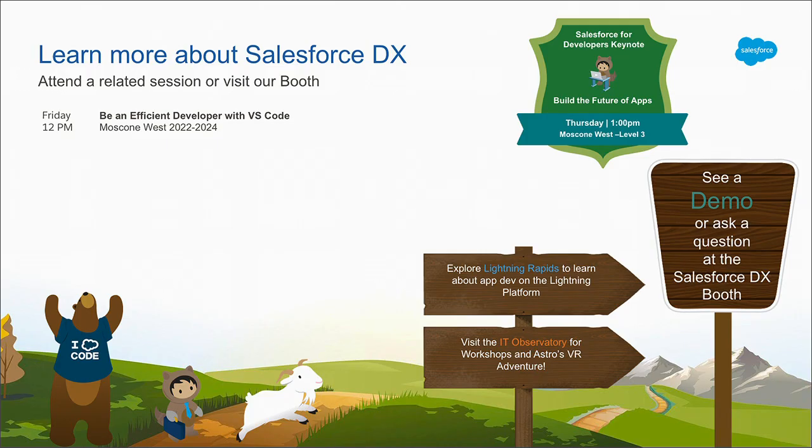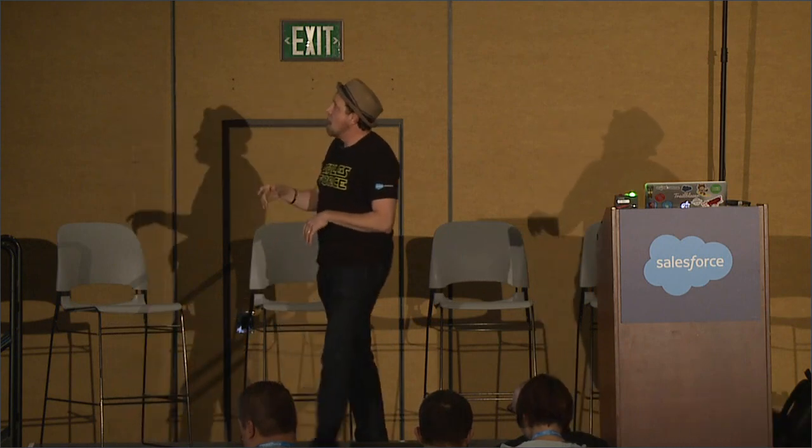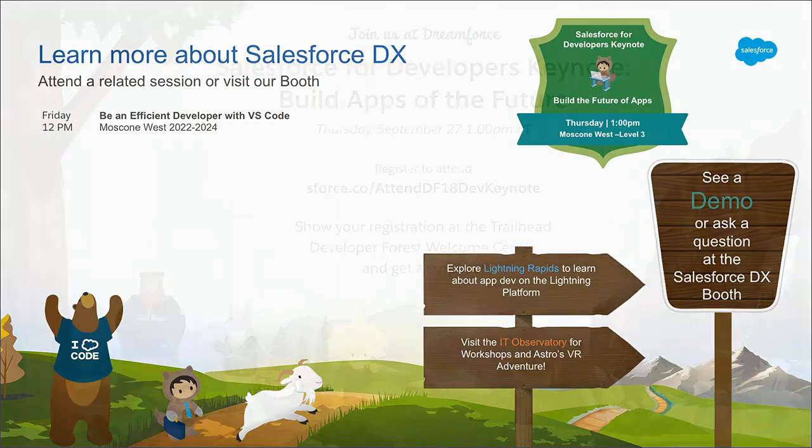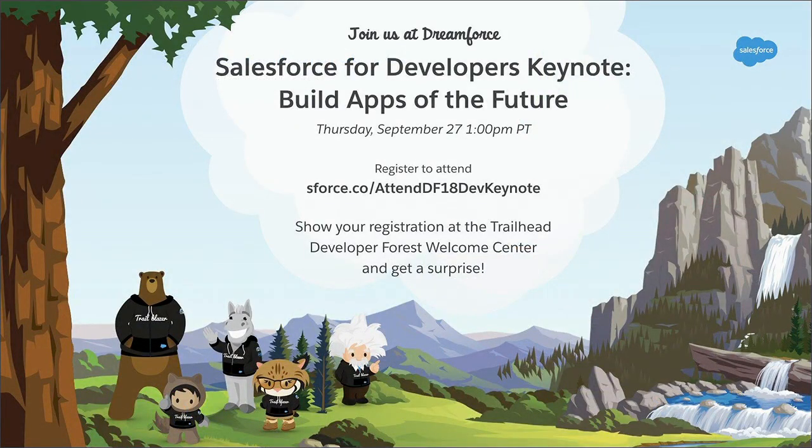The one session I want to make you aware of is my colleagues Zane and Renee are on Friday going to be doing Be an Efficient Developer with Visual Studio Code. VS Code, I think, is the next thing that if you're going to knock off the command line, take a look at Visual Studio Code. It uses a command line, and we're adding some features in Winter 19 that make it easier to develop against sandboxes as well as scratch orgs. So check that out. And of course, don't forget the developer keynote tomorrow at 1 o'clock.